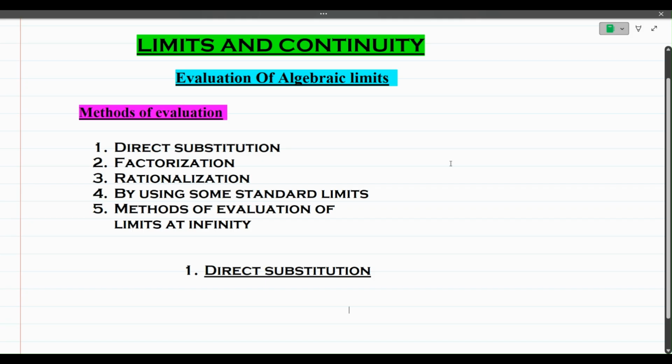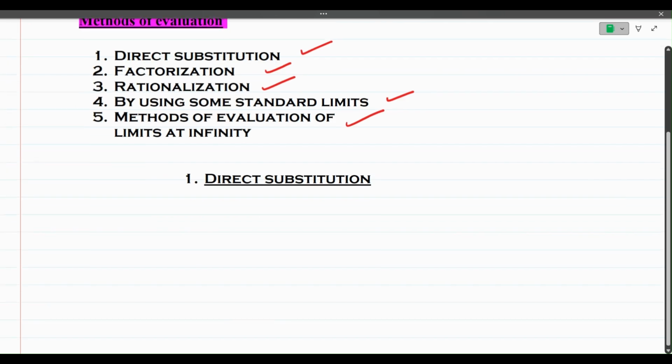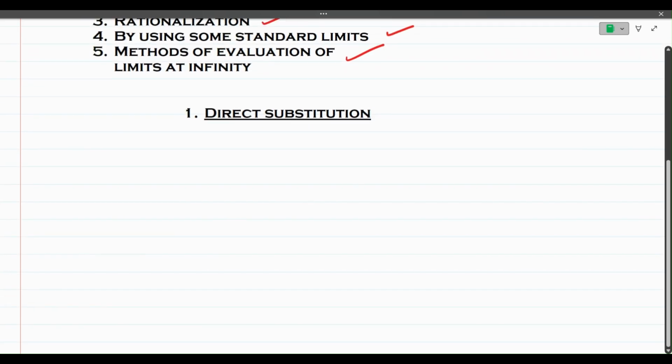In this lecture, we're going to understand the different methods of evaluation of limits. These methods are the evaluation for algebraic limits, and the methods are direct substitution, factorization, rationalization by using some standard limits, and methods of evaluation of limits at infinity. Let's see the first method, which is direct substitution.